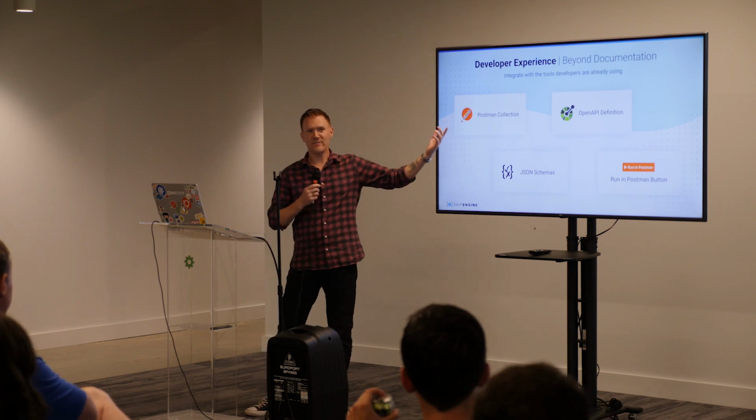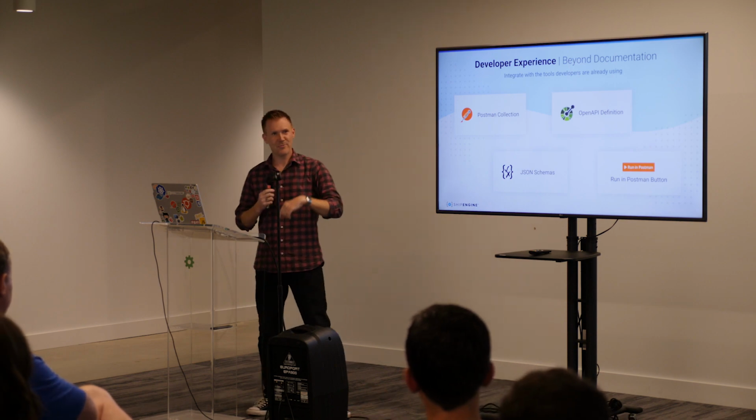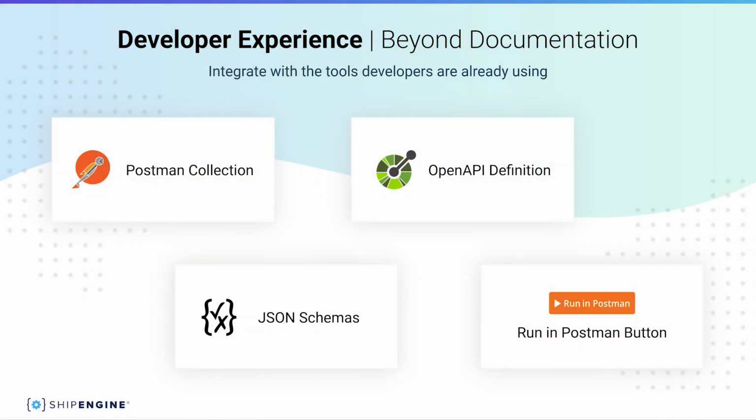A Postman collection is easy. You fire up Postman, you create your Postman collection, you add the link to your website, people can download it and immediately start using your API. OpenAPI, otherwise known as Swagger, and JSON Schema are both supported by literally every tool out there, especially in the API space. Everyone supports OpenAPI these days.